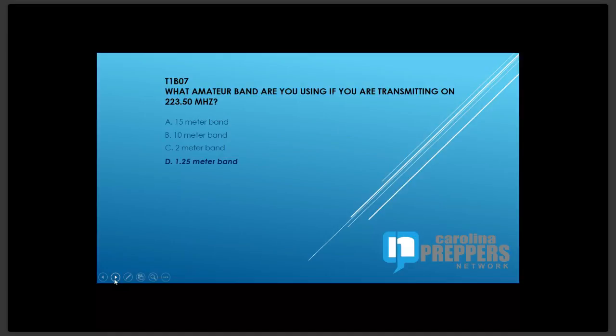Now, we've already hit about 4 or 5 of these, and I can tell you that you will probably only see 2 questions out of all these. You will only see about 2 questions on the exam. And I can tell you, being a VEC coordinator, that I've only ever seen the 2-meter question that they ask that we've already passed, and the 70-centimeter question. Those are the only 2 that I've seen on the test.